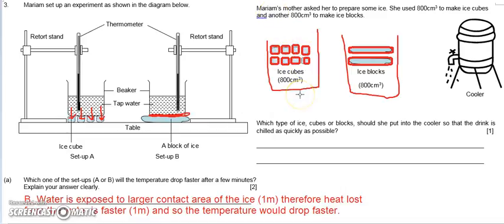Okay, so which type of ice allows the drink to be chilled as quickly as possible? The answer would be the ice cubes. When you place the ice cubes in water, there'll be more surface area because the ice cubes can be surrounded by heat. Whereas over here, the heat is only transferred from the water through the contact area. And in this case, the contact surface is greater for the block of ice than the ice cubes.